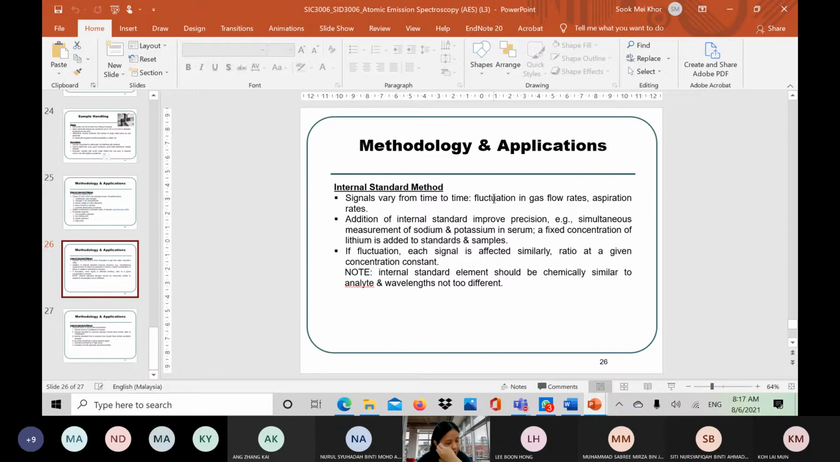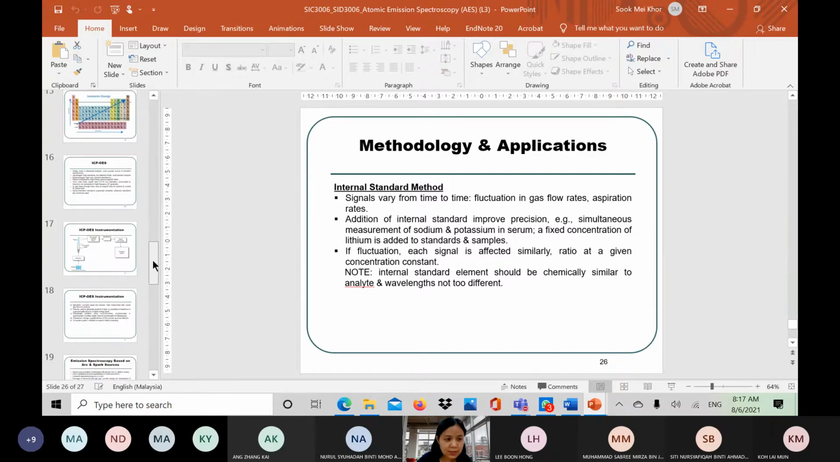So three important factors will affect the population at the excited state in AES. Only in AES will we get this impact. In AAS and AFS, no. First is the fluctuation, the unstable temperature. Second is the fluctuation of the gas flow rate and also the aspiration rate.